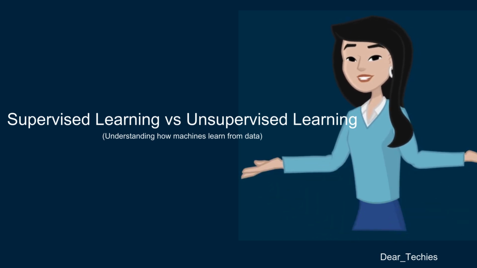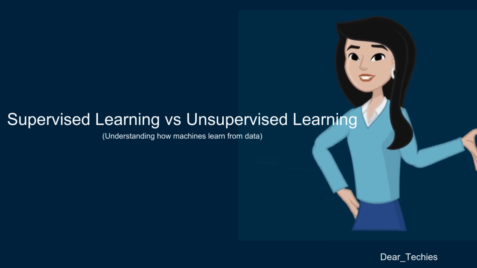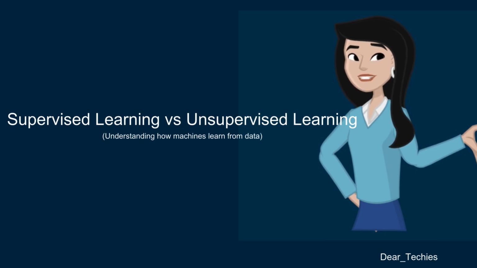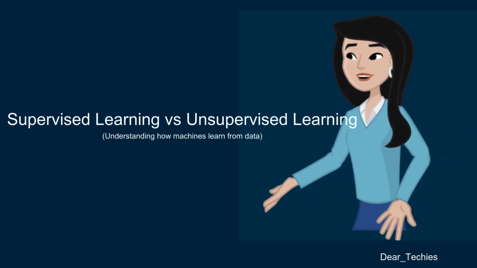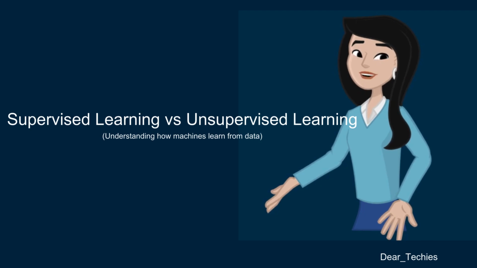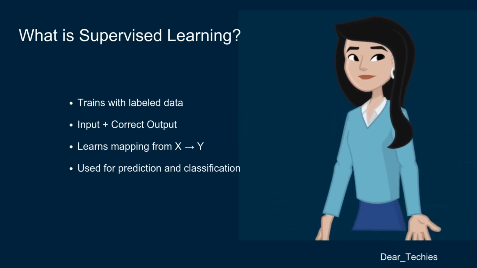Today, we're learning one of the most important basics in machine learning: the difference between supervised and unsupervised learning. These two decide how a model learns and what kind of problems it can solve.